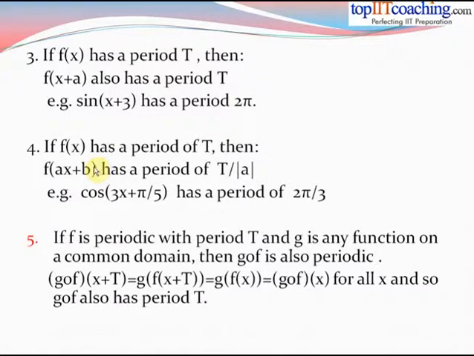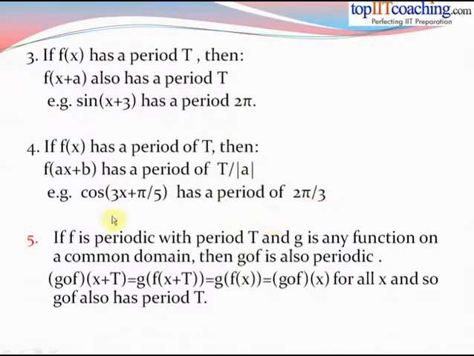So let's take an example. Cos of 3x plus pi by 5. We know that the period of cos x is 2 pi. So the period of cos of 3x plus pi by 5 would be equal to 2 pi divided by mod 3, and that is equal to 2 pi by 3. Thus the period of cos of 3x plus pi by 5 is equal to 2 pi by 3.